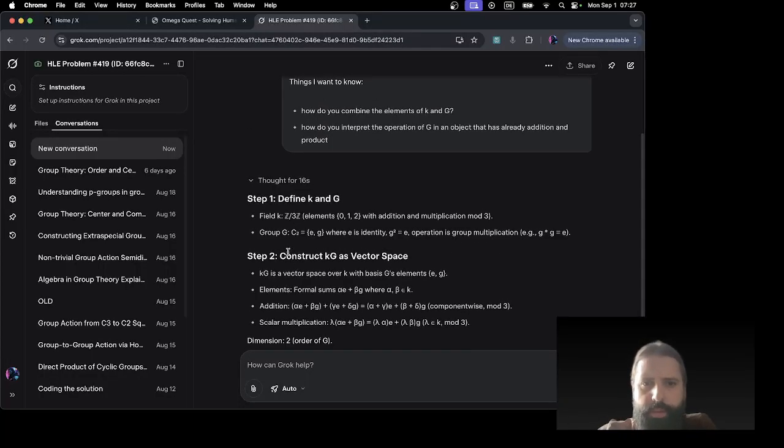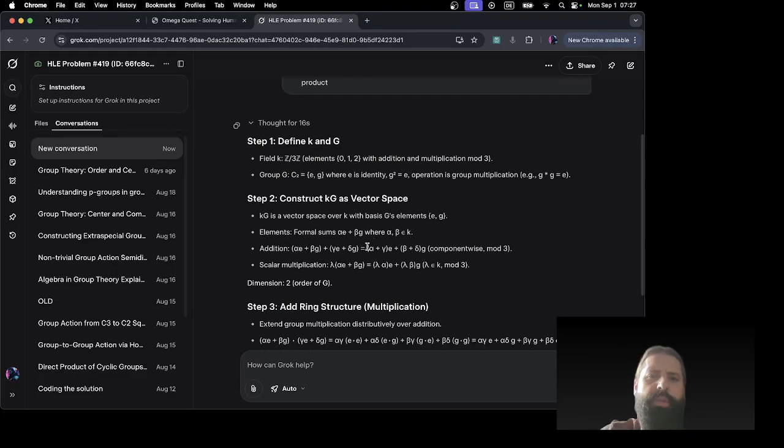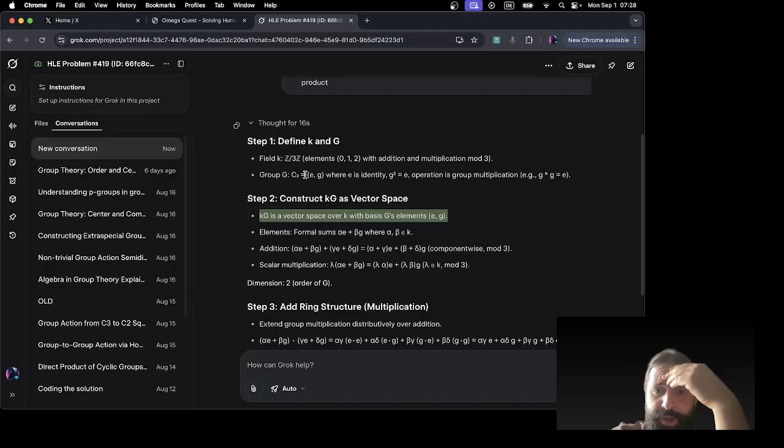Field K and group G, those are definitions. Step to construct a vector space: KG is a vector space over K with basis the G elements. Exactly. This is also something I understood from the conversation, that the elements of G are used as a basis for this algebra.